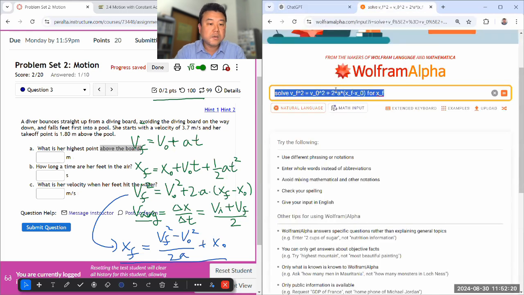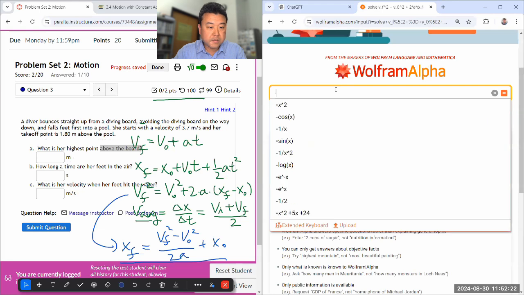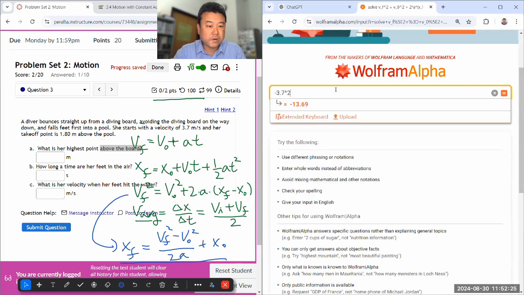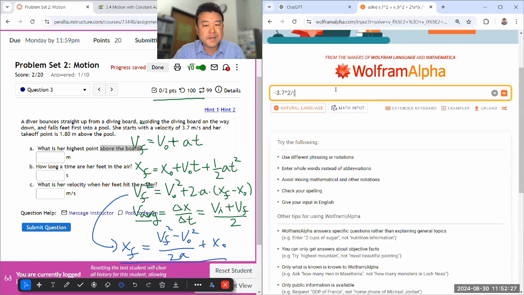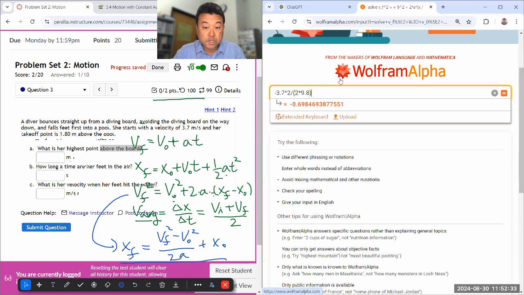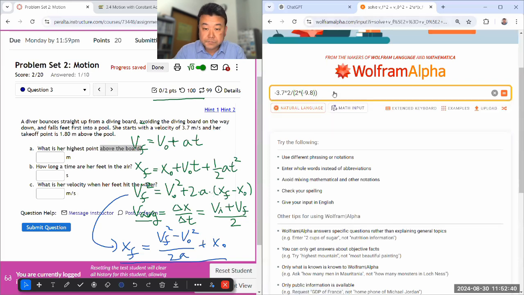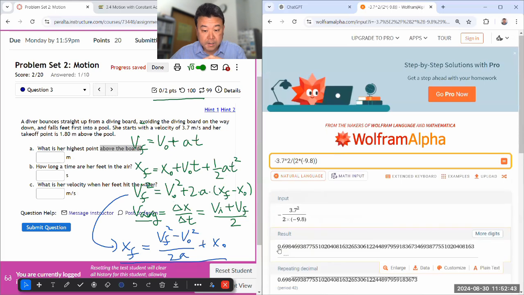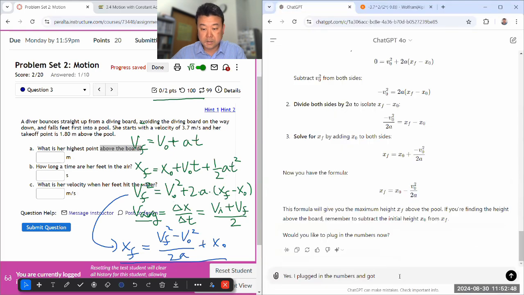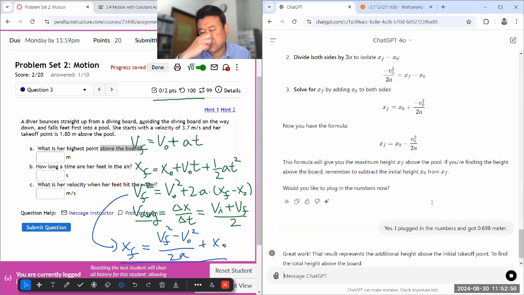So it should be minus the initial speed 3.7 squared. And I won't put in the units this time because I don't need Wolfram Alpha to do unit conversions for me. And then for the acceleration, I do need it to be minus 9.8 so that I get a positive answer. So I get 0.698 meters. Let me see if ChatGPT tells me this is correct or says it's wrong.